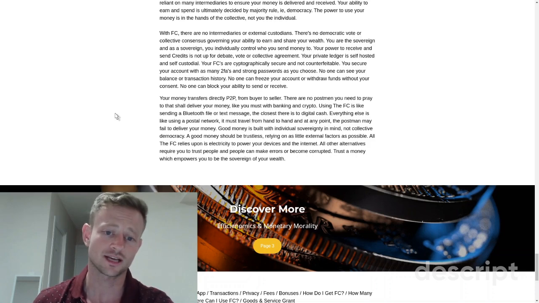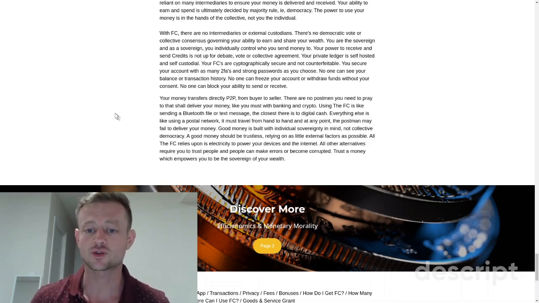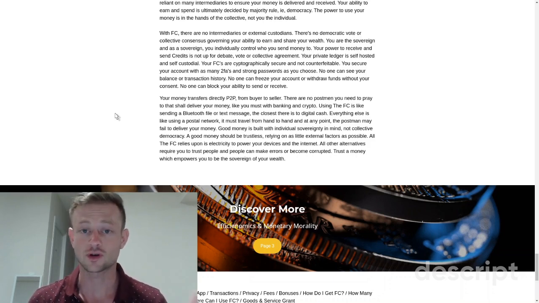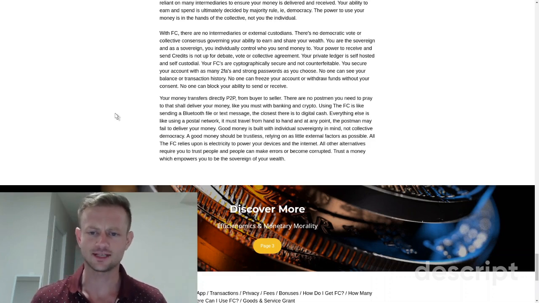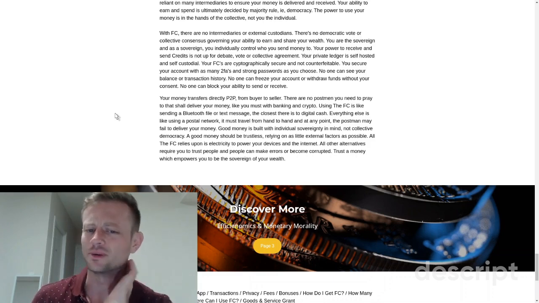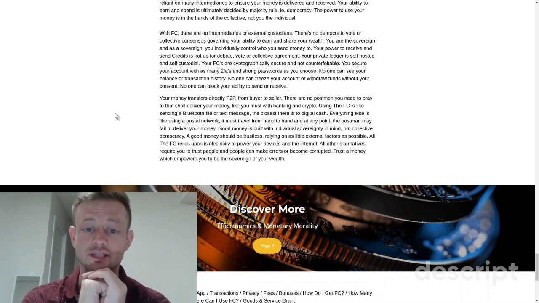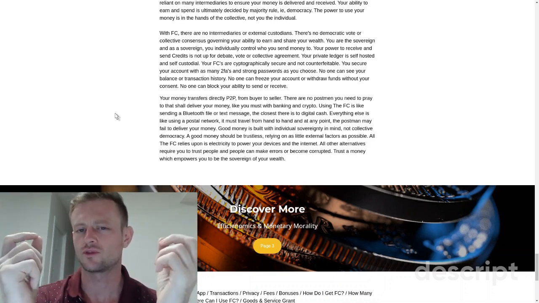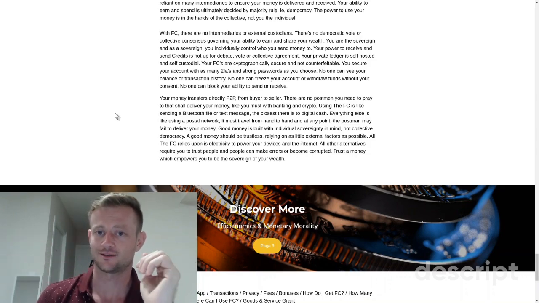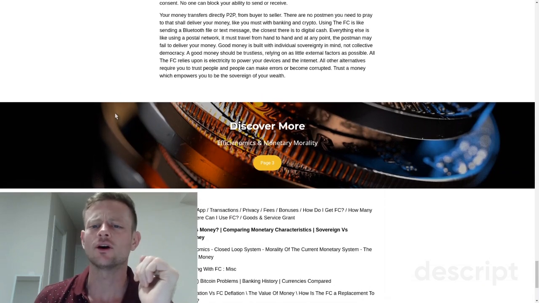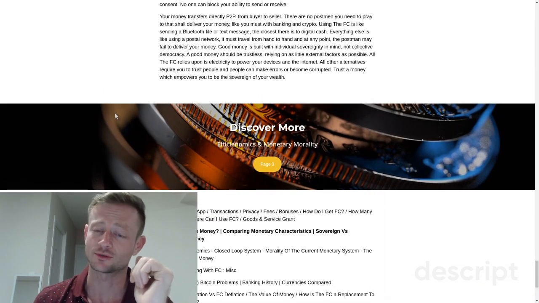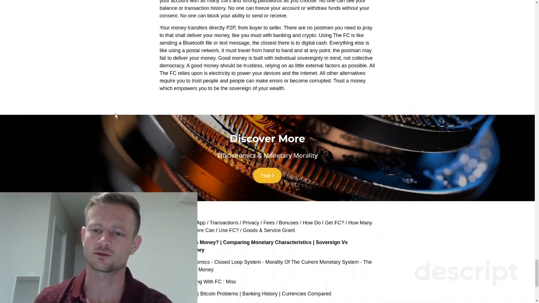You secure your account with as many 2FAs and strong passwords as you wish. No one can see your balance or transaction history. No one can freeze your account or withdraw funds without your permission. No one can block your ability to send or receive. Your money transfers directly peer to peer, from buyer to seller. There are no postmen you need to pray to that shall deliver your money, like you must with banking and crypto. Using the Freedom Credit is like sending a Bluetooth file or text message.